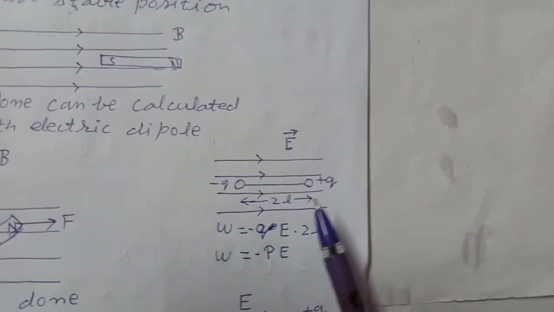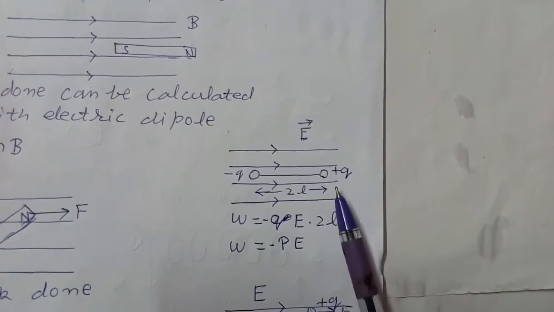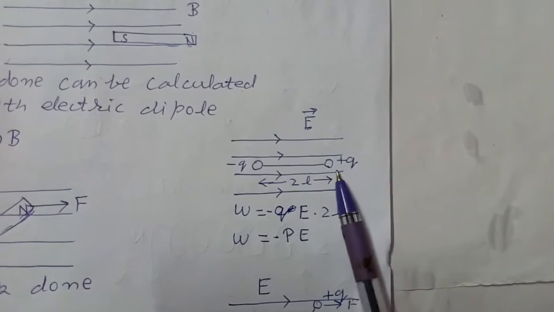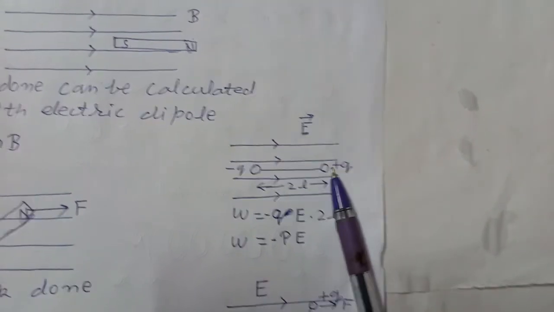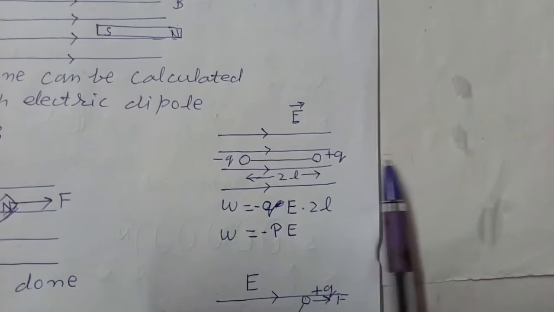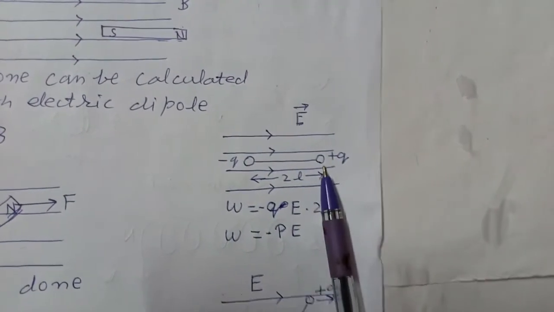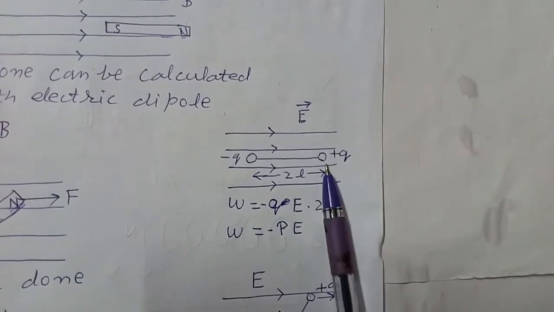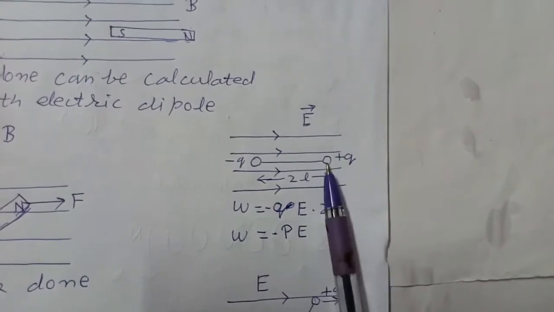First we will keep this electric dipole like this. So we bring plus q charge from infinity to this point. Suppose work done is W, and then bring minus q charge from infinity to this point. Work done will be minus W. So bringing plus q and minus q to this point, net work done is 0.